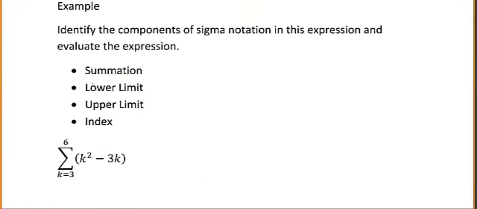Let's take a look at another example. Again we have a sum. And I point that out because there's another symbol, the capital letter pi, that means multiply. But of course we don't have that here. We have a sum. The lower limit of the sum is 3. That's the starting point. The upper limit is 6. That's the ending point. The index in this case is k.